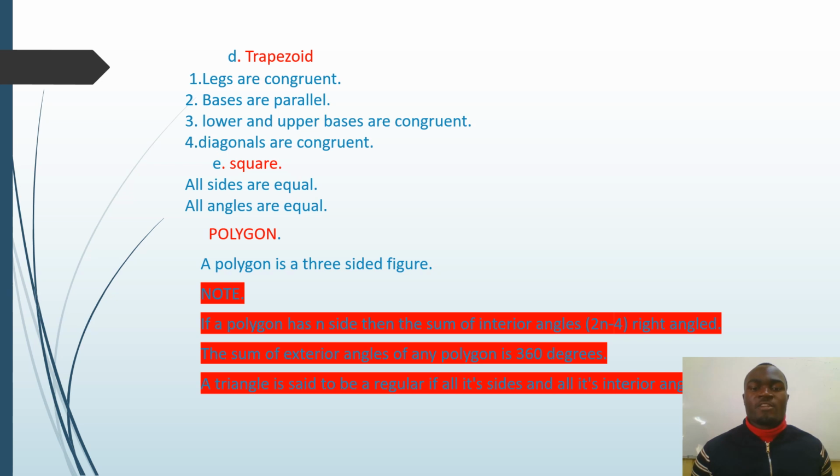Then the sum of exterior angles of any polygon adds up to 360 degrees. The sum of exterior angles of any polygon is 360 degrees. Then a polygon is said to be regular if all its sides and all its interior angles are equal.